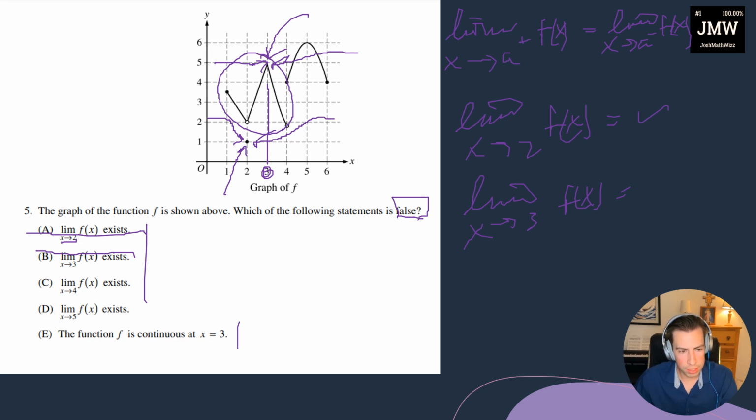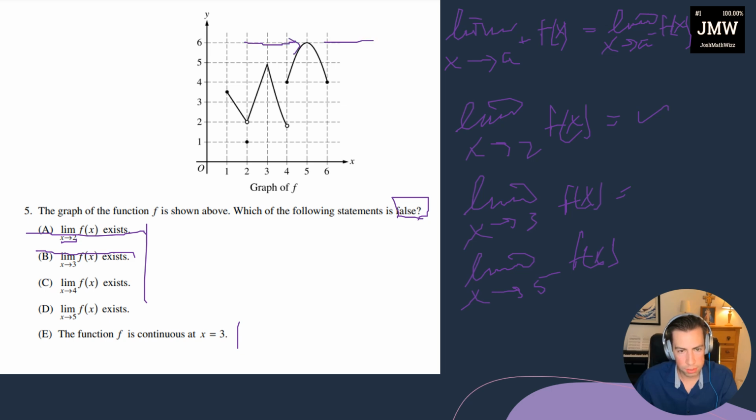Let's look at D. So the limit as x approaches 5 for f of x. Let me clear some space here. All right, whenever x approaches 5, we approach the y value of 6, and we can do that from both left and right sides. So theoretically that should be correct, or I should say, that limit should exist, but we're looking for the false answer.